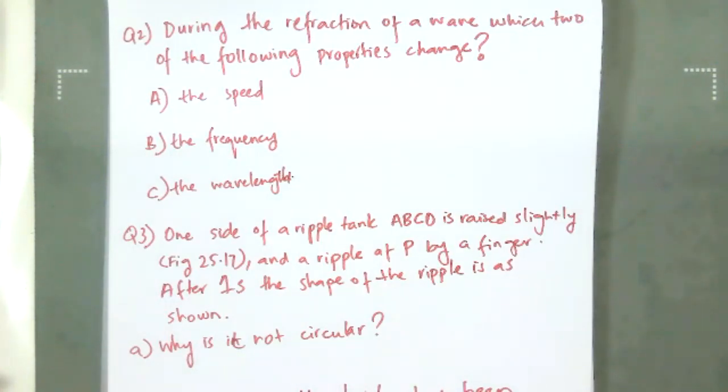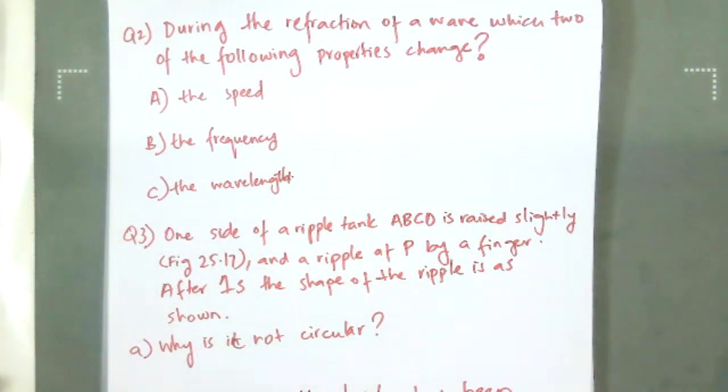Yes, it's the speed and the wavelength. Okay, very good. What about the frequency? Because the frequency is the number of waves generated per second. So the number of waves are the same, but the distance between the waves and the speed of the waves changes.